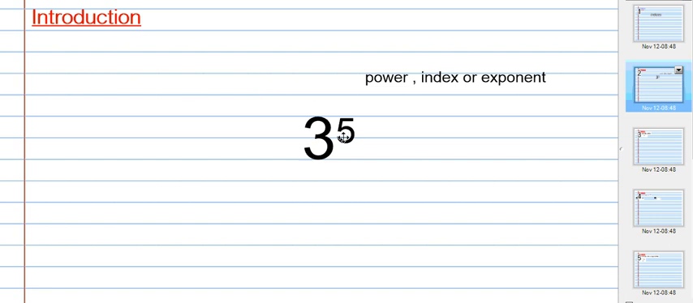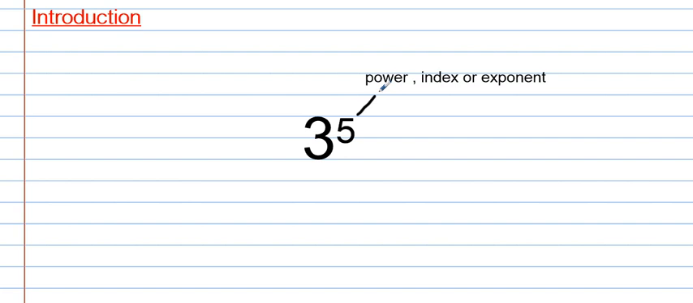We have 3 to the power of 5. Power can also be called index or exponent. So this 5 is the power, and this 3 is called the base. Don't forget, this is 3 to the power of 5.